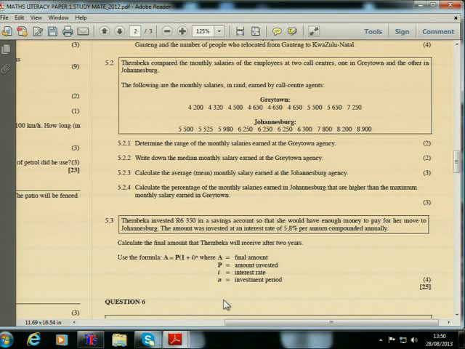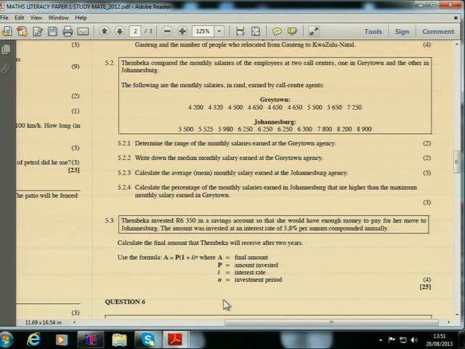Write down the median monthly salary earned at Gr.12 agency. Now, what is a median? A median is the number that is in the most middle, after you have arranged your numbers in an order, from the lowest to the highest or from the highest to the lowest. But in this case, the salaries of Gr.12 are already arranged in that form, so we must just look for the number that is in the most middle.